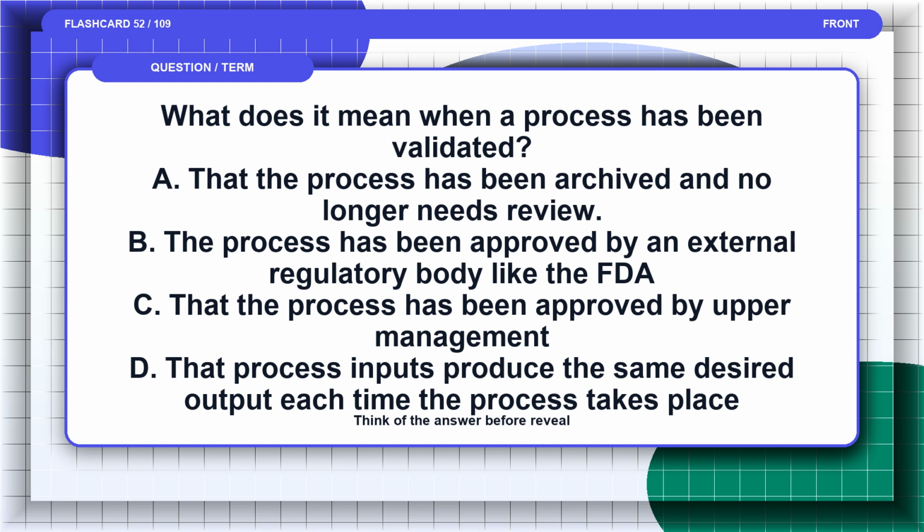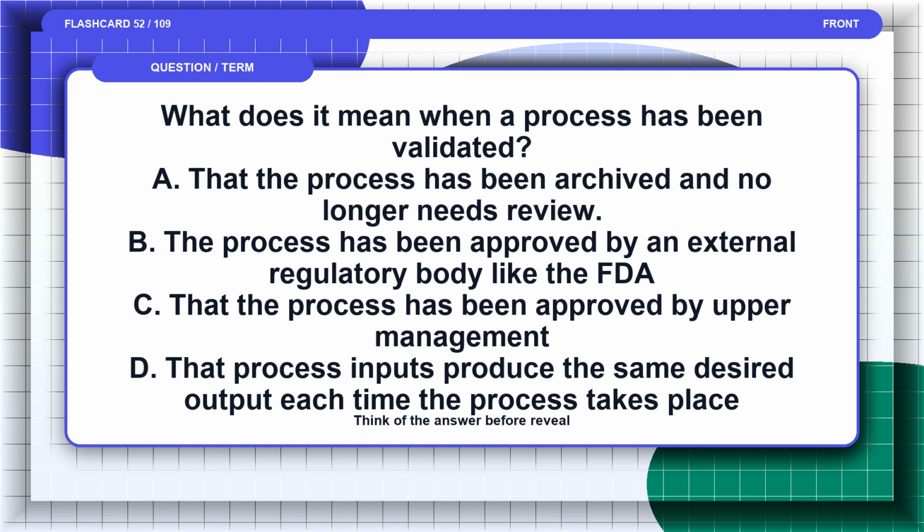That the process has been archived and no longer needs review. B. That the process has been approved by an external regulatory body like the FDA. C. That the process has been approved by upper management. D. That process inputs produce the same desired output each time the process takes place.